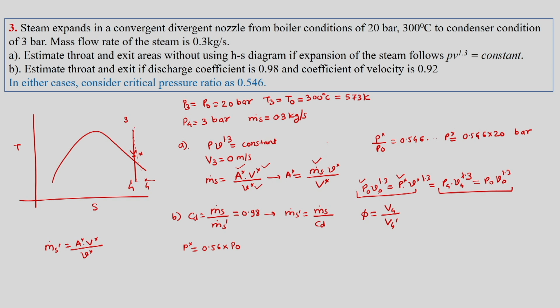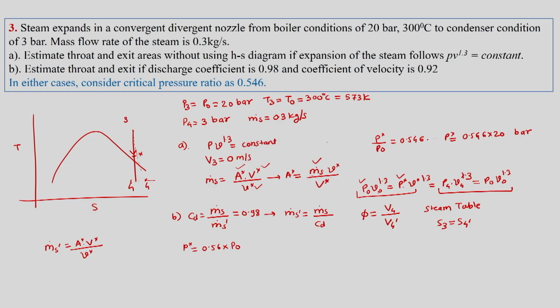Now we can go to the steam table, and from the steam table we know S3, and S3 is equal to S4 dash. So we will find out the state 4 dash. This S4 dash is known to us. Knowing this S4 dash, if required we can find out x4 dash.